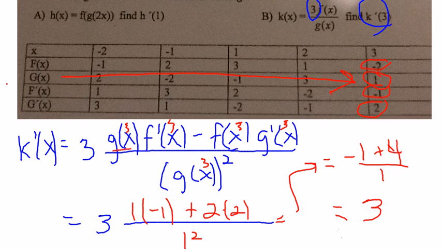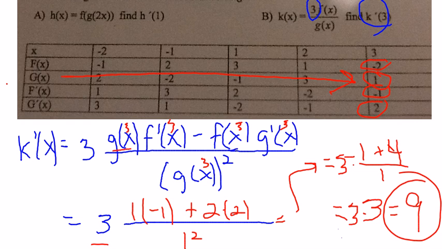Oh, you know what I did? I forgot that guy. I need to multiply it by 3 on the outside. So I get 3 times 3, which is 9. I blame the colors. So my answer is 9. Hopefully you're good with that.